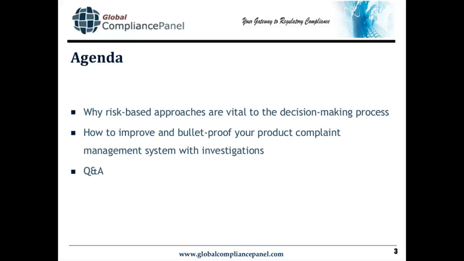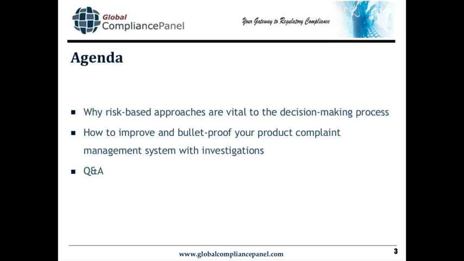Furthermore, why are risk-based approaches vital to the decision-making process? Certainly, a lot of manufacturers on the global landscape have integrated a risk management process into the decision-making process for product complaints, as well as the subsequent investigations, using RPNs, also known as risk priority numbers, and assigning various characteristics that identify the risk priority numbers. This is indicative of a best practice and approach being used by a lot of our global manufacturers and OEMs at large.